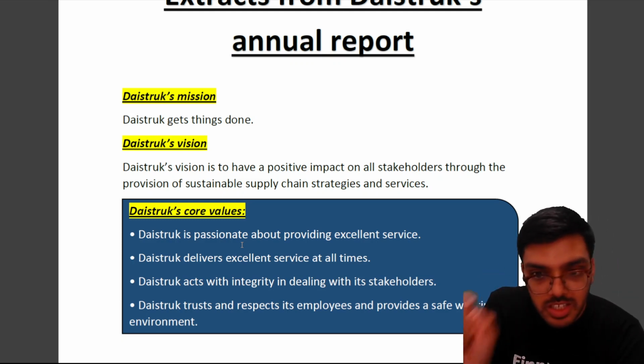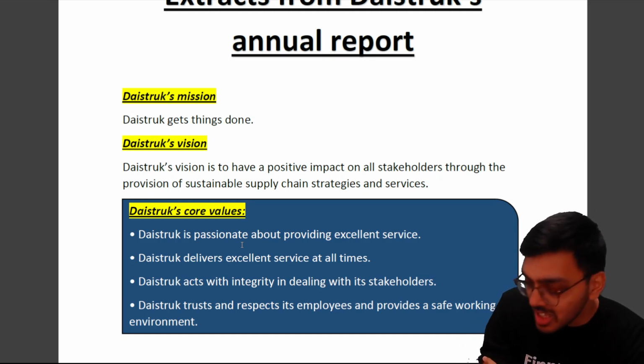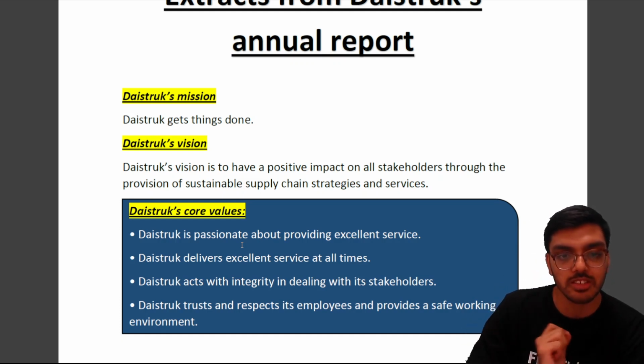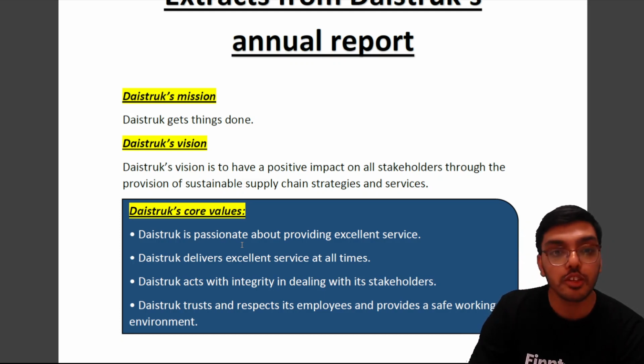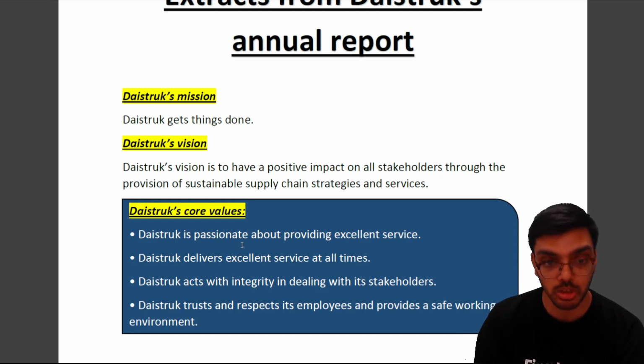So good stakeholder management, remember that, through the provision of sustainable supply chain strategies and services. So sustainable, we are committing to the environment. We are committed to the environment.